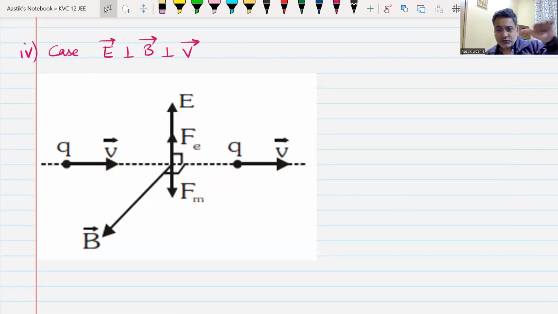You can see a charge q moving with a velocity v. The velocity is in this direction. Do you see the blue direction?